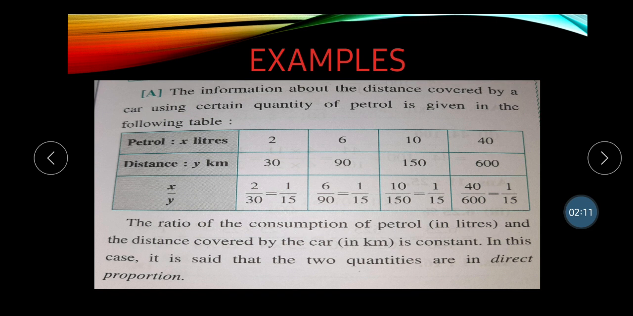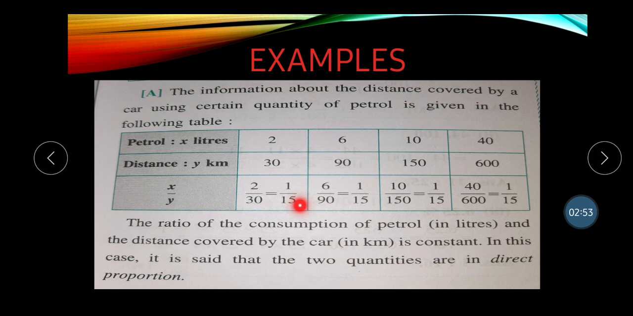Now see an example. First example, the information about the distance covered by a car using a certain quantity of petrol is given in the following table. Petrol we have assumed as x liters, and distance is assumed as y kilometers. When there was 2 liters of petrol, the distance covered was 30 kilometers, and the ratio x upon y is 2 upon 30. When we reduce it by the table of 2, that is 2 ones are 2 and 2 15s are 30, so 1 upon 15 is there.